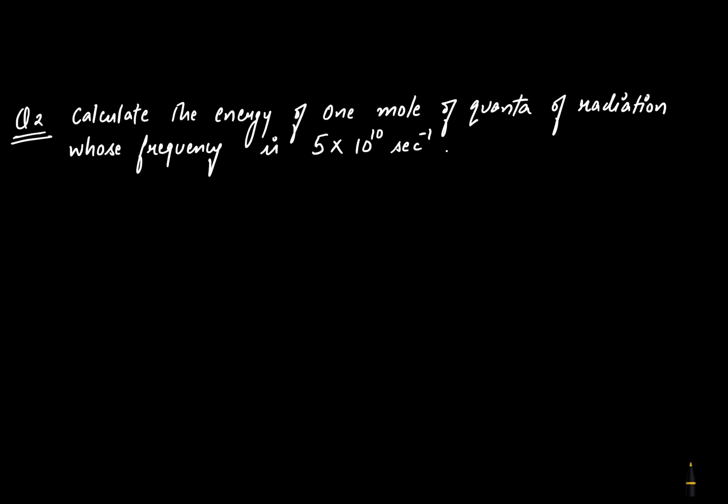The second one is: calculate the energy of 1 mole of quanta of radiation whose frequency is 5 into 10 to the power 10 per second. First of all, what is given to us? It is the frequency, nu. Its value is given to be 5 into 10 to the power 10 per second. So that's my frequency.